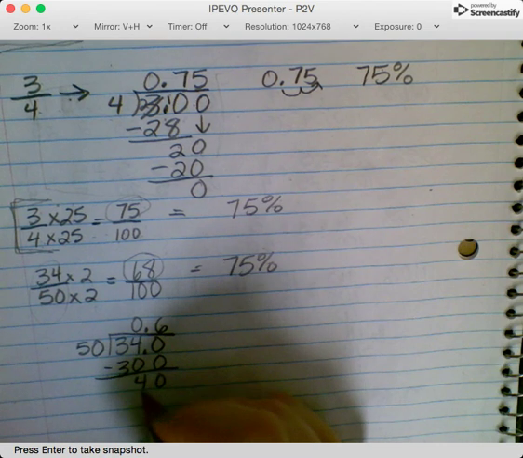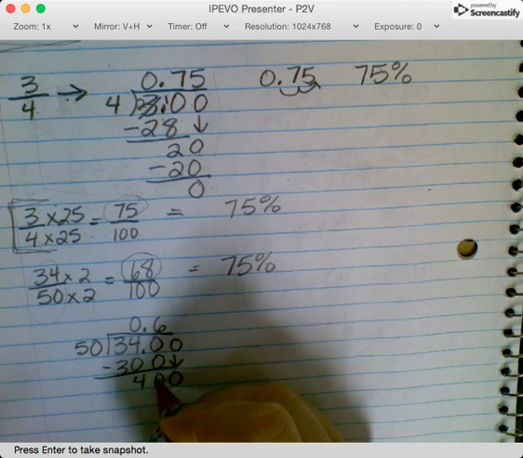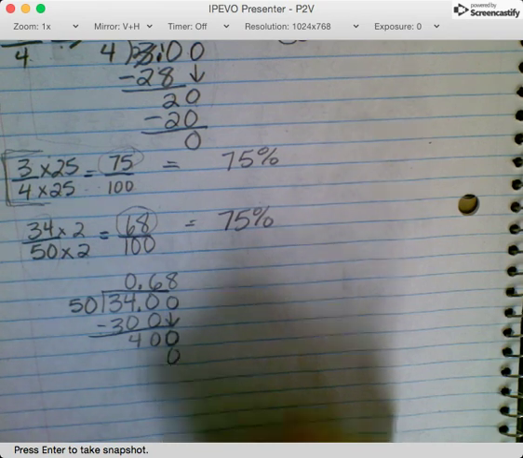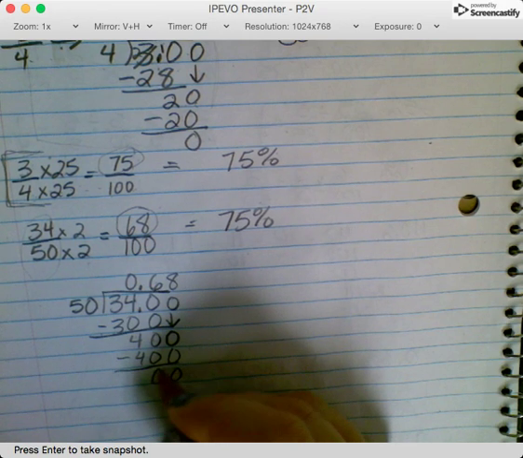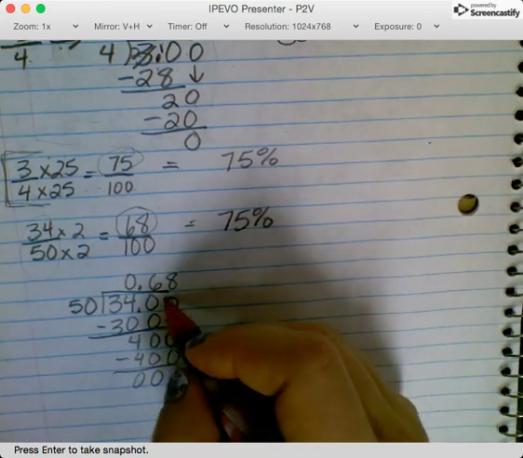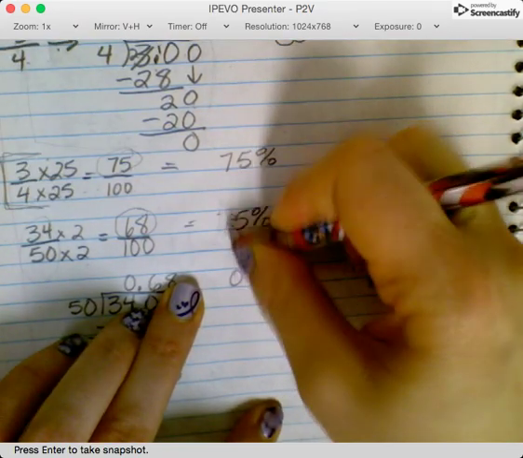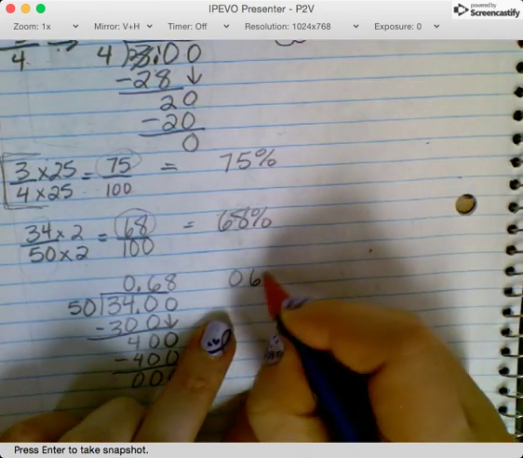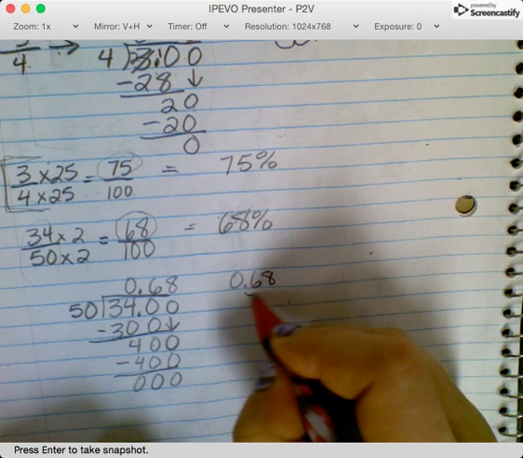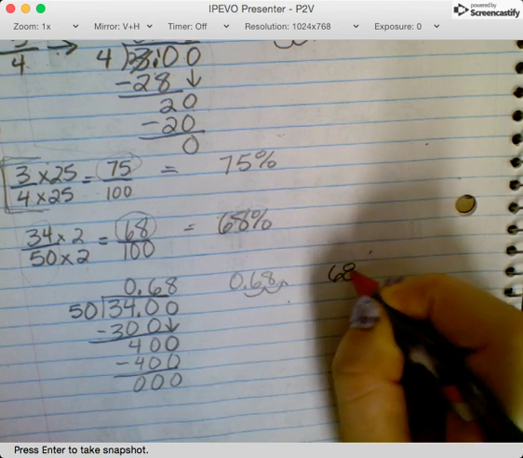0, 4. I can add a 0. 50 goes into 400 8 times. 0 times 8 is 0. 8 times 5 is 40. And then I subtract. And I get 0.68. Ooh, and I realized that I messed up here. 68%, not 75%. 0.68. That means I move my decimal to the right twice. And that makes that 68%.